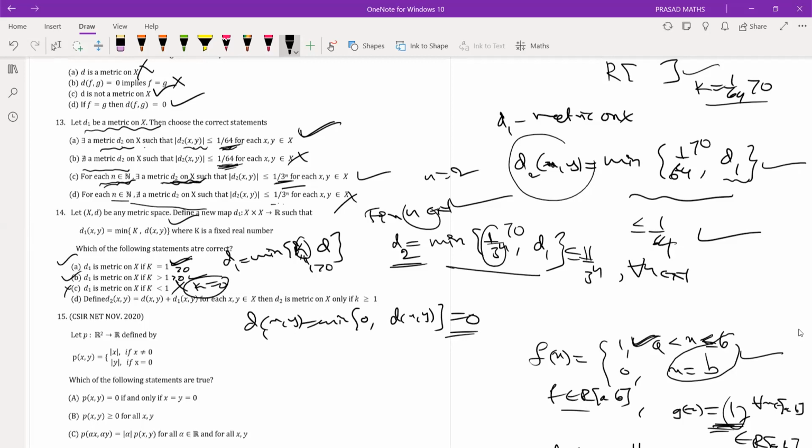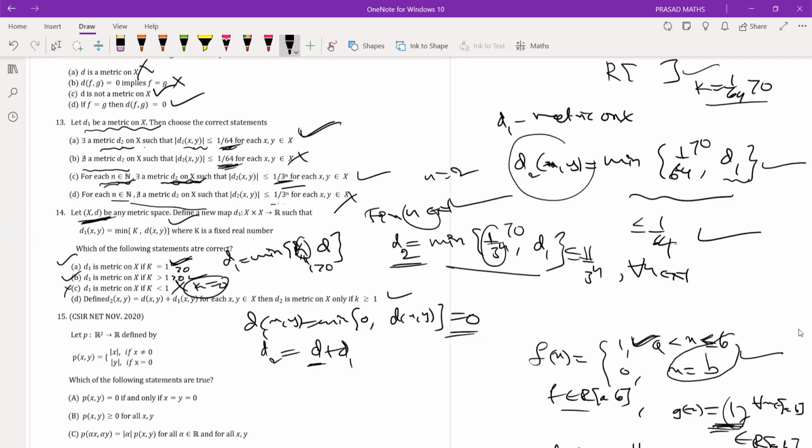Next, look at option D. d2 is equal to d plus d1. Then d2 is a metric only if k is bigger than or equal to 1. See, we know that d1 is a metric. d is a metric already, you're given. What is d1? d1 is equal to minimum of k comma d.